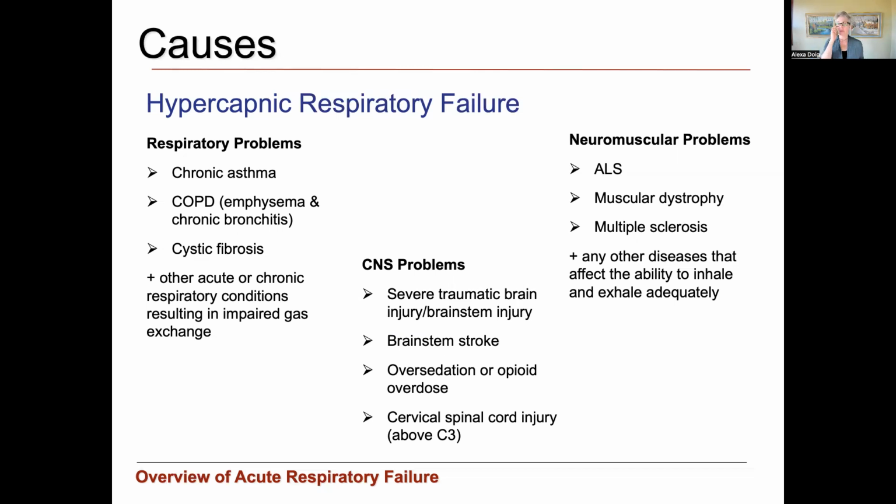Sometimes people end up with a stroke, not to the cerebrum, but to the brainstem. You can have a stroke anywhere in the nervous system. Don't forget about oversedation or opioid overdose, right? All those drugs that will decrease respiratory rate and cause respiratory depression, that is medically induced acute respiratory failure.